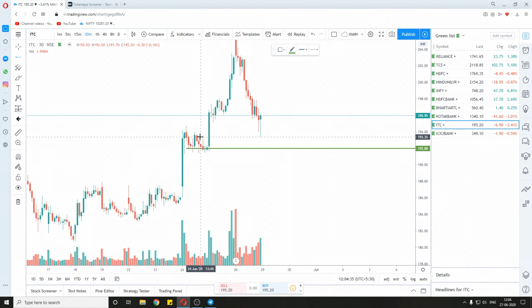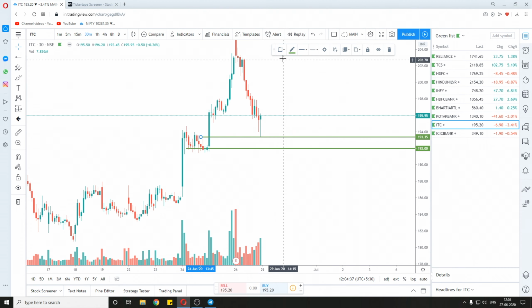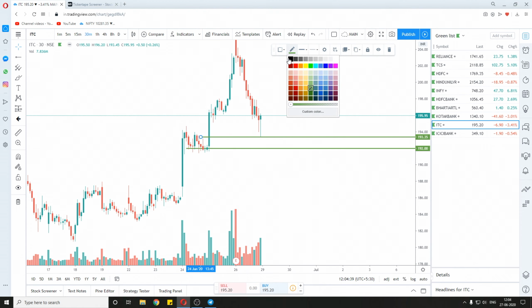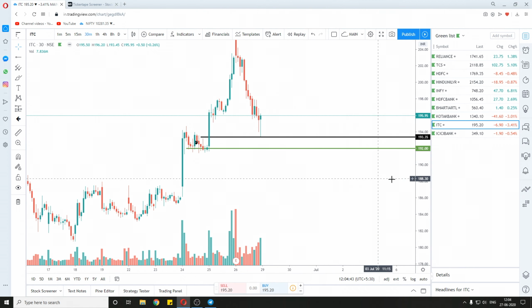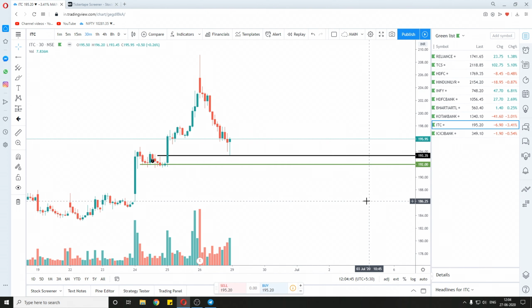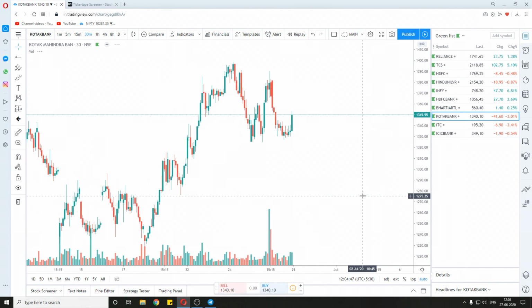We need to get an alert as soon as the market crosses this previous candle. So we can just create an alert, show pop-up, and then we are set for this share. Then we move on to Kotak Bank.